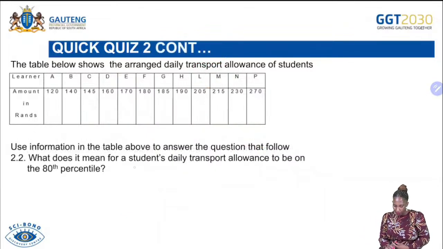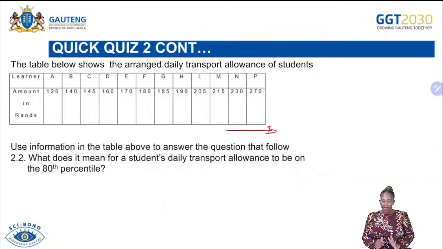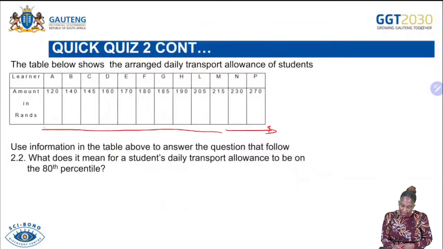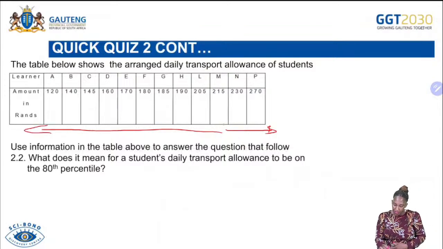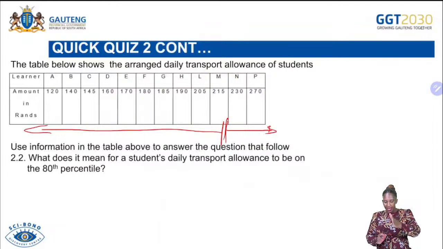Now, what does it mean for a student's daily transport allowance to be on the 80th percentile? So meaning 80%. It says 20% of the learners are getting above the 80th percentile, and 80% are getting below. So meaning it's here. When you say 80th percentile, it says learners below the 80th percentile are getting an allowance that is exactly the same as that one, or 20% is above the 80th percentile.